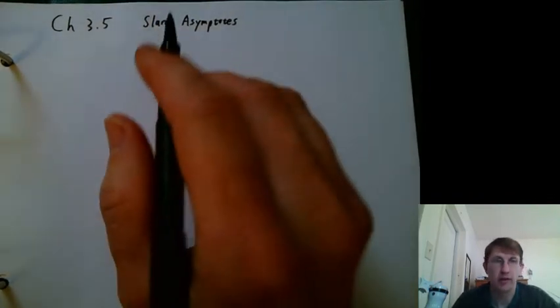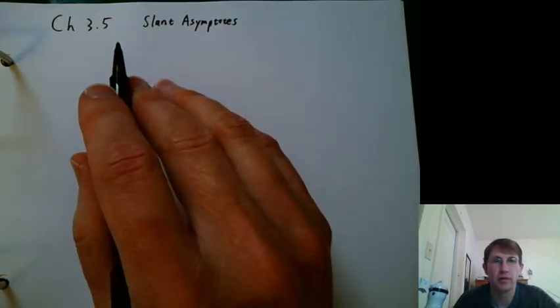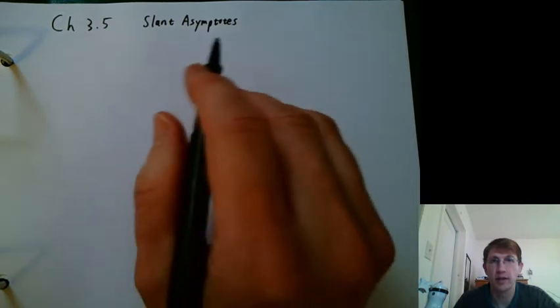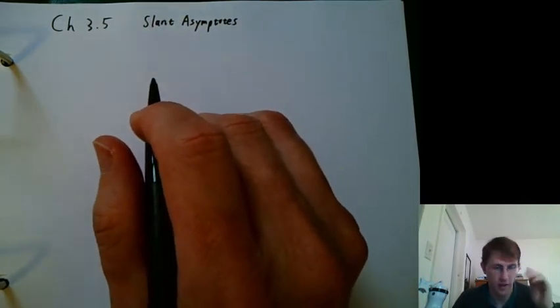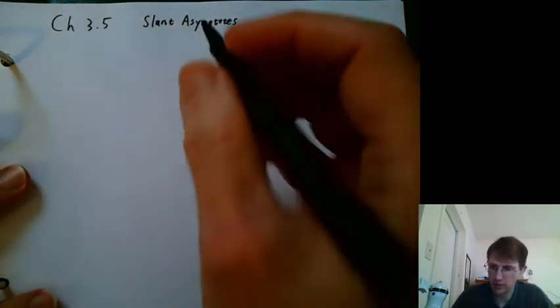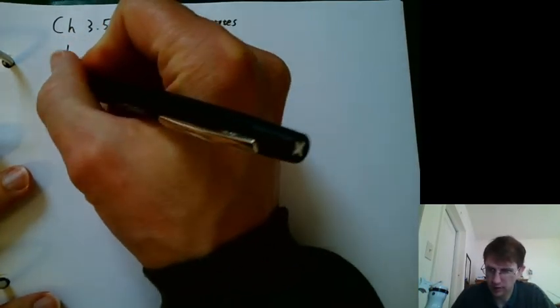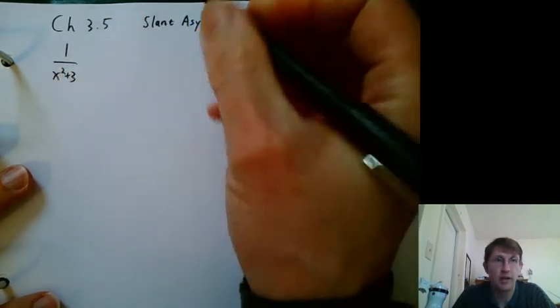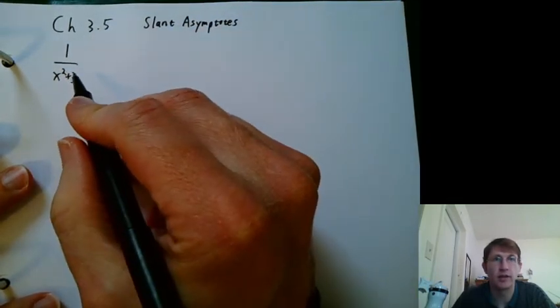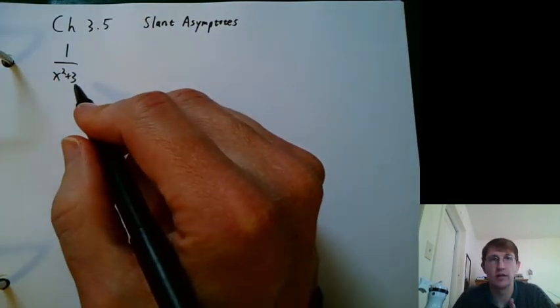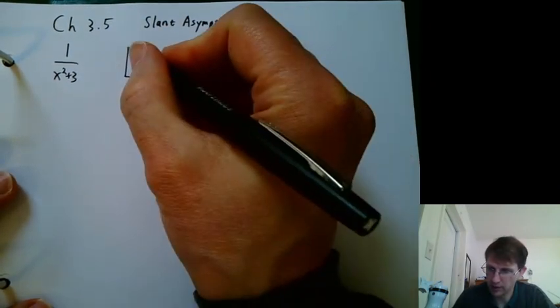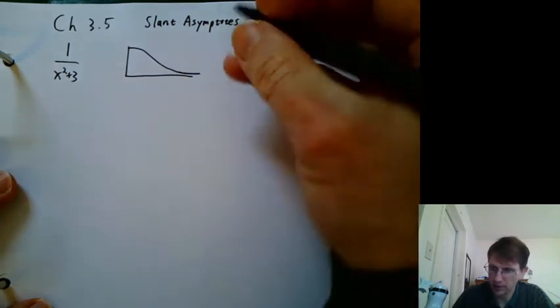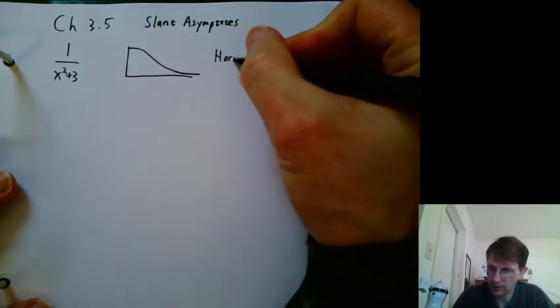One more topic that often gets included when talking about curve sketching is slant asymptotes. You might be used to horizontal and vertical asymptotes, but we can actually get other kinds of asymptotes. Let's think about a function like 1 over x squared plus 3. As x gets very large, the bottom gets even larger, and so the function just goes to 0. So it looks something like this.